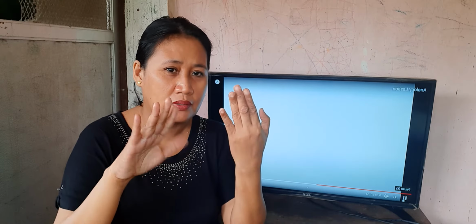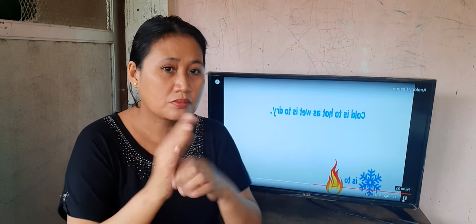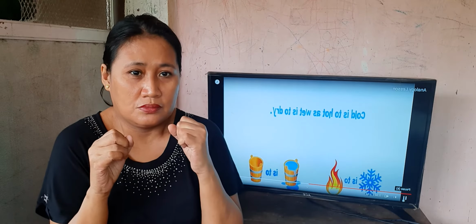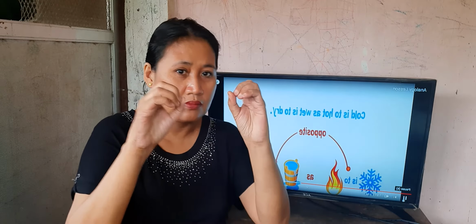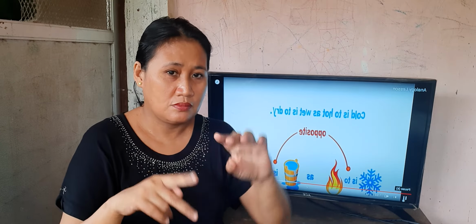What was the relationship in this analogy? Cold is to hot as wet is to dry. Remember, cold and hot and wet and dry are opposites. So let's see if you can finish another analogy with opposites.